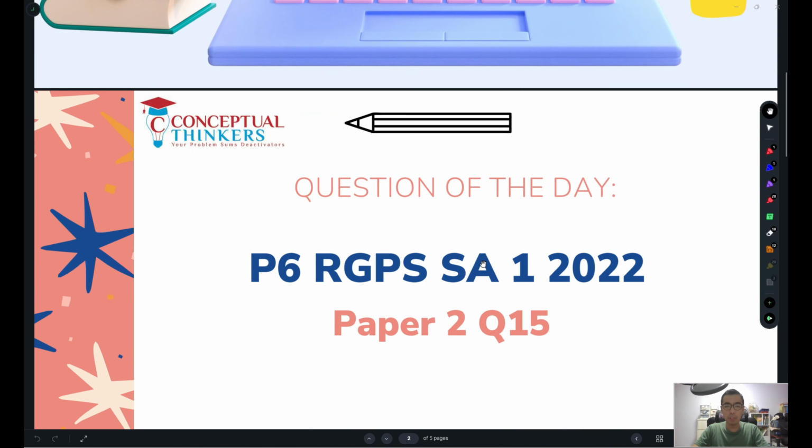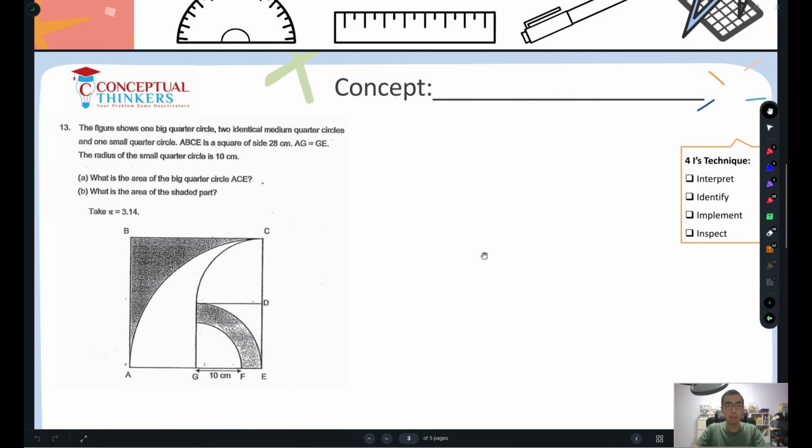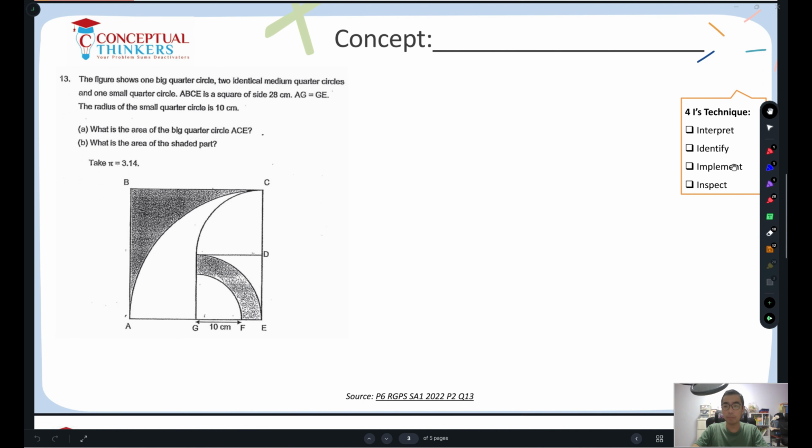So today we will be touching on P6 Raffles Girls Primary School SA1 2022 Paper 2 Question 15. Okay, so let's get started. So first let's interpret the question. Okay, so let's look at the question here.